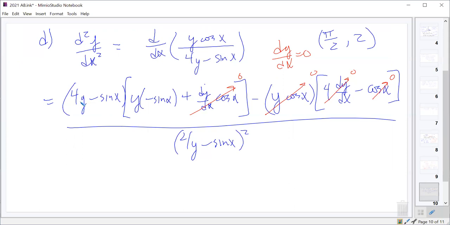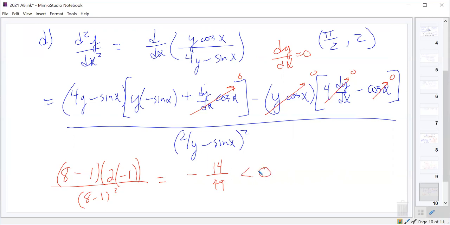So now we've just got 4 times y, so that'd be 8, minus sine of pi over 2, that's 1. And then times 2, and then the negative sine of pi over 2, which should be -1. All over something positive, right? 8 minus 1 squared, so it's going to be positive no matter what. And we end up with what? -14 over 49, which is less than 0.